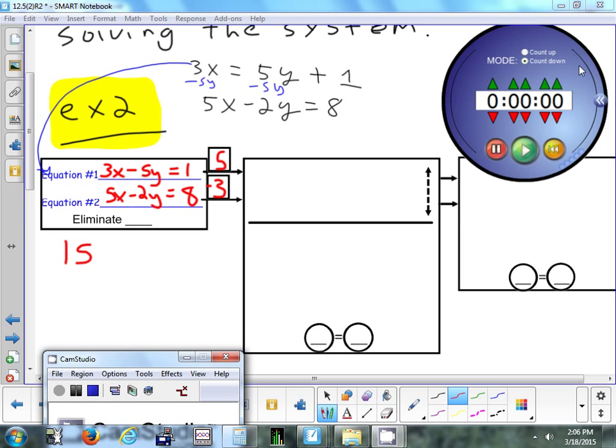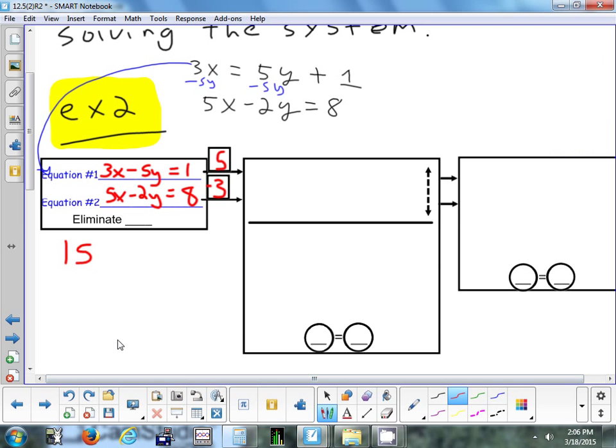Top one. Sam, what did you get for the top one? 15x minus 25y. Minus 25y equals what? I agree. I 100% agree. She's good with her signs. She's good with everything. Nice job.